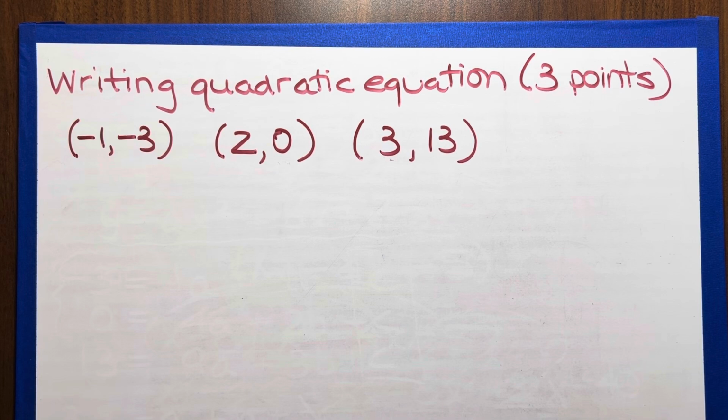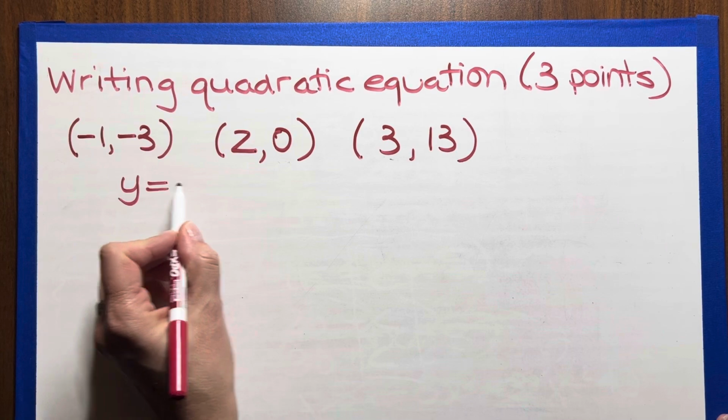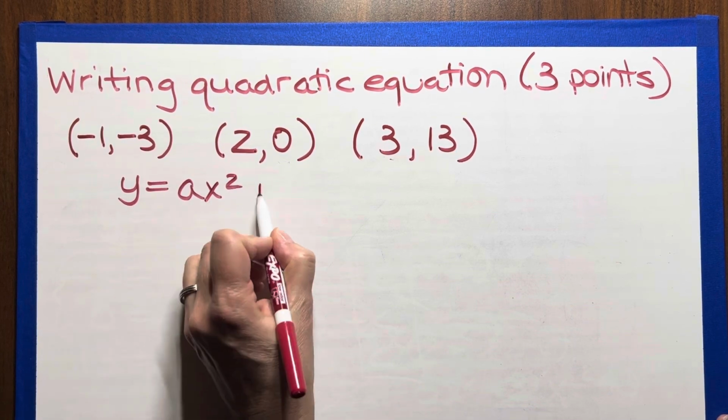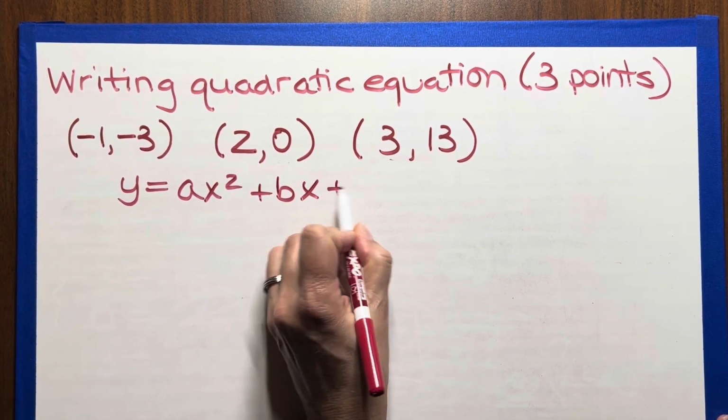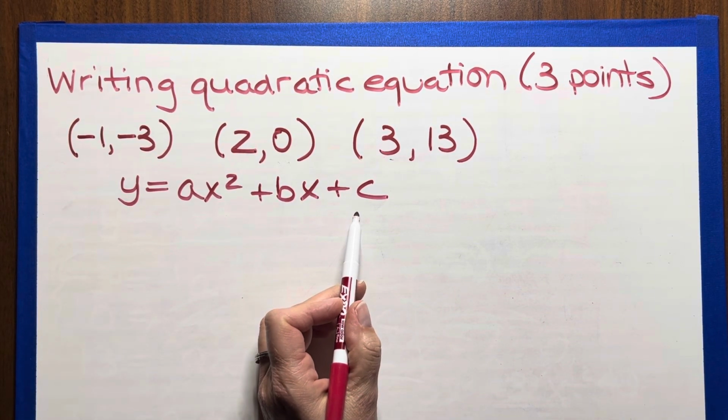Today's topic is how to write a quadratic equation in standard form using 3 points. Here are the 3 points we'll use today: (-1, -3), (2, 0), and (3, 13). We are looking for a quadratic equation in standard form that contains those 3 points. This is what standard form looks like.